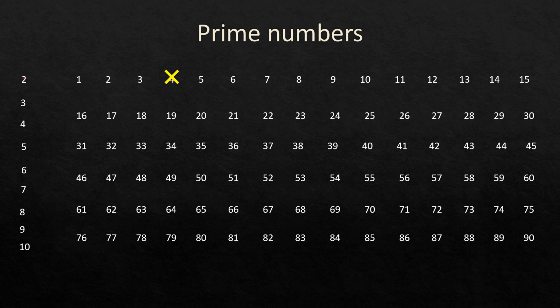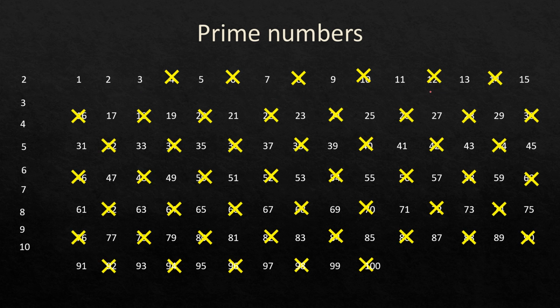Yes, 4 can be divided by 2 without a remainder. And then 6, 8, 10. These are all divisible by 2, and you see the pattern there. These are even numbers, right? Again, 12, 14, and so on. So we are just going to cross out all these numbers. All these numbers are divisible by 2. So all even numbers, they are not prime numbers.